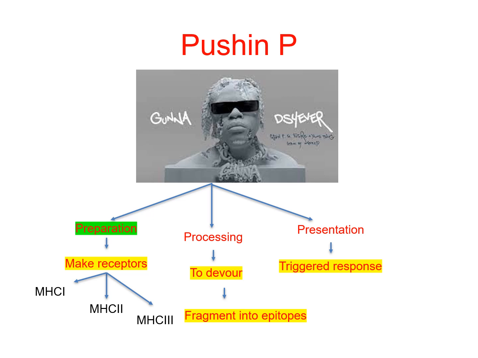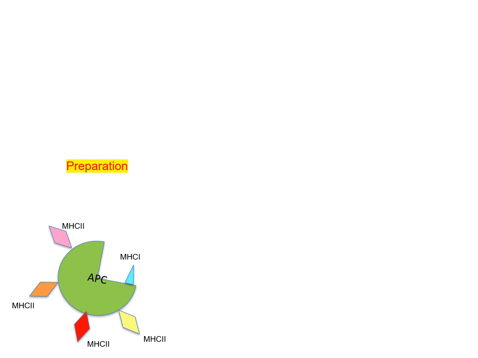Previously, I used a wrapper known as push and pee to describe how the macrophage or the antigen presenting cell will be activated. I first started talking about preparation. Preparation is to create the receptors, and the receptors were either MHC1, MHC2, MHC3, major histocompatibility complexes. Preparation is to make those receptors. I drew a little Pac-Man to illustrate this.